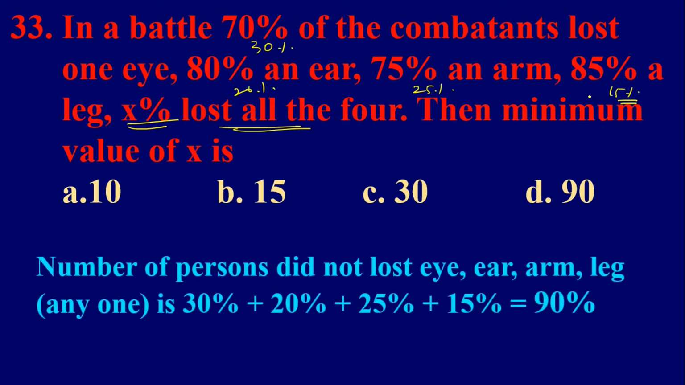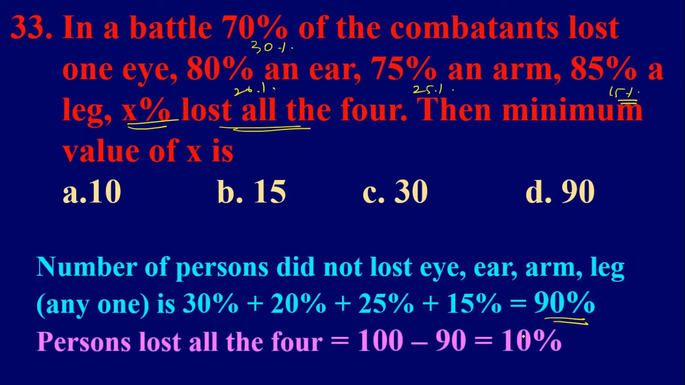Now we calculate all this. That is, the number of persons who did not lose an eye, ear, arm or leg, that is any one. So it is 30% for eye, 20% for ear, 25% for arm, and 15% for leg. Together it is 90%. That is, 90% of persons did not lose any one. But the question is to find the X value, that is, all four. So the remaining persons are 100 minus 90, which is 10%, which is option A.